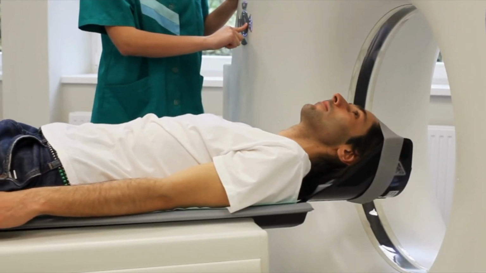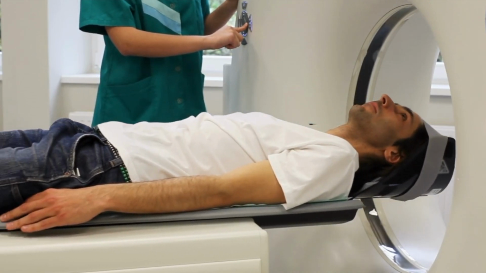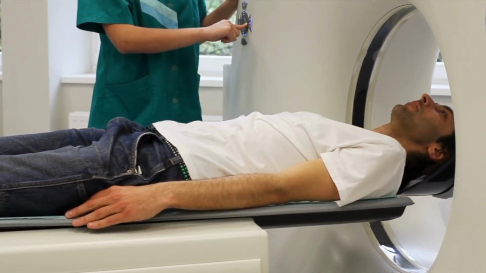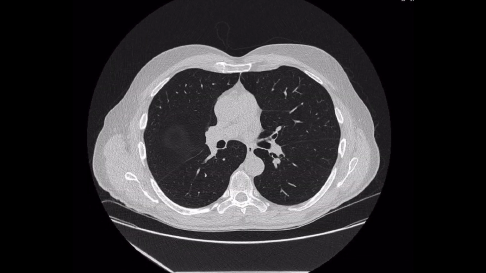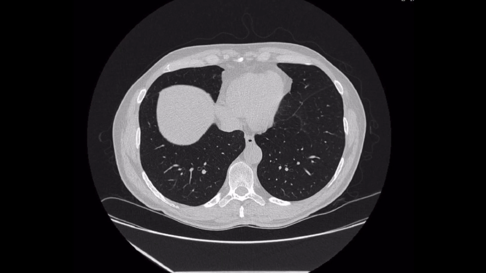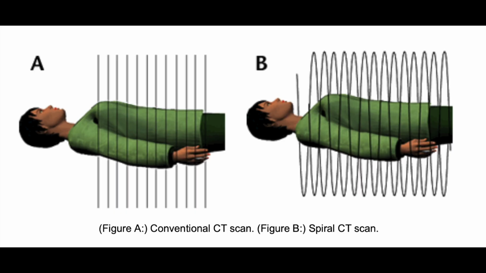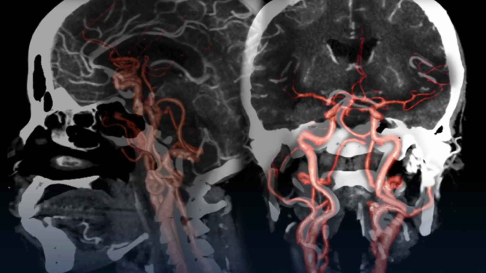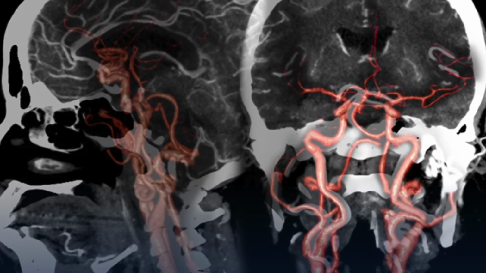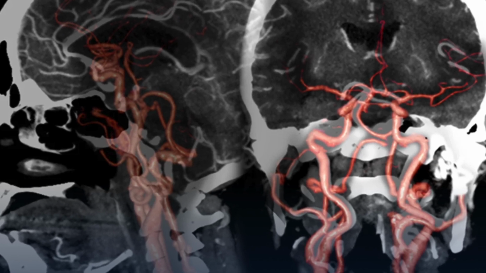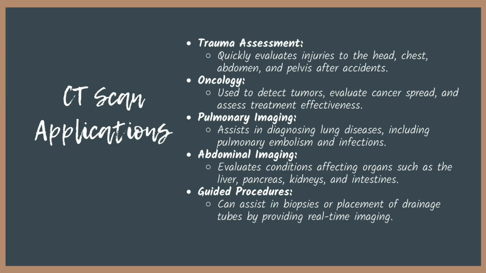There is the conventional CT, which provides cross-sectional images of the body, and these are typically used for diagnosing a variety of conditions. There is high-resolution CT, which offers more detailed images. It's particularly useful for lung imaging. There is helical or spiral CT, and this acquires continuous data, allowing for faster scanning, improved image quality. It's especially useful in trauma situations. And then there is CT angiography, which uses contrast to visualize blood vessels and then assess conditions such as aneurysms or blockages.